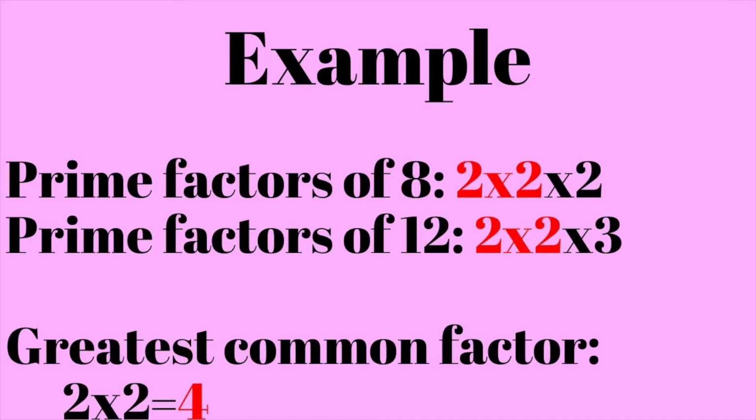Now, 2 times 2 equals 4, and you can check this by seeing if 4 evenly divides into 8 and 12, the original numbers. You can see obviously that 4 does go evenly into both of those, so you know that the greatest common factor of 8 and 12 is 4.